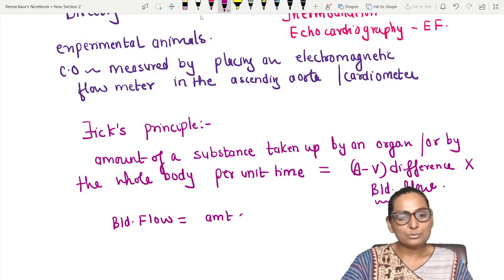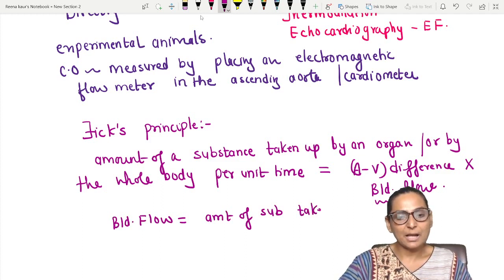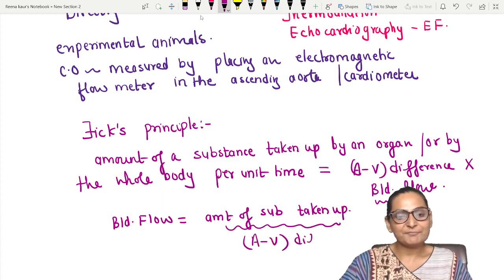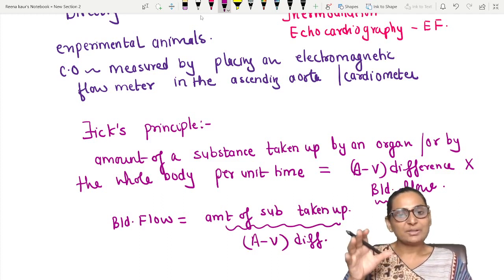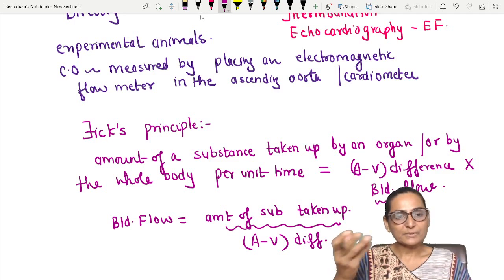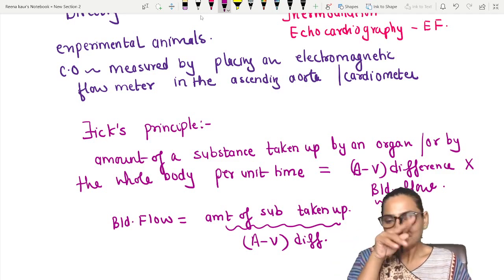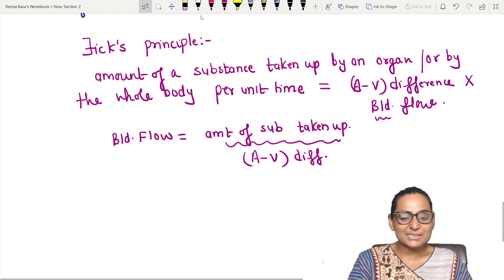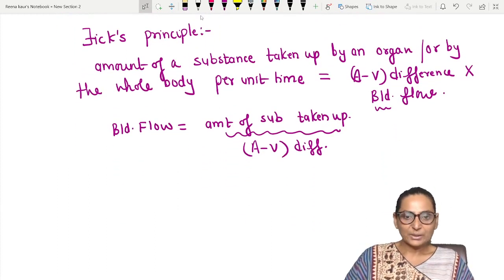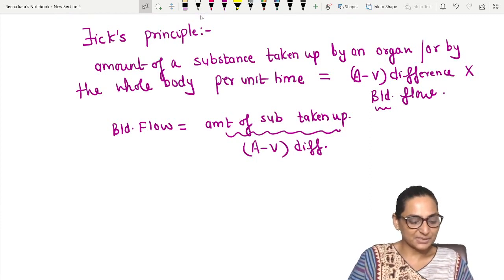The amount of substance that is taken up, divided by the arteriovenous difference of that substance. Got it? So with Fick's principle, we are just substituting it and we are obtaining the blood flow. Now what substance will be taken up? We need not give any external substance.